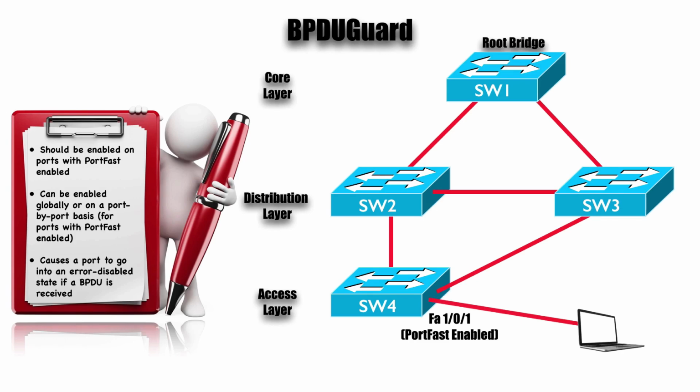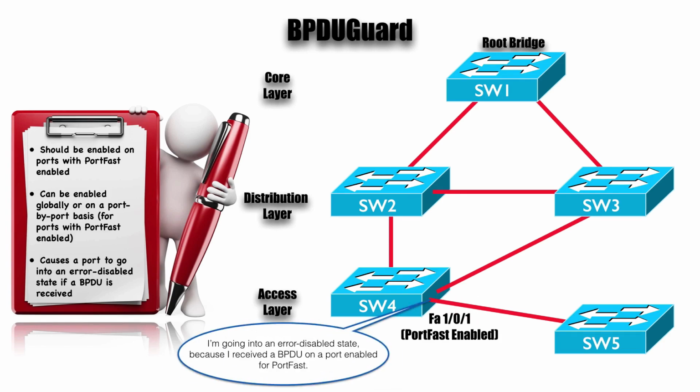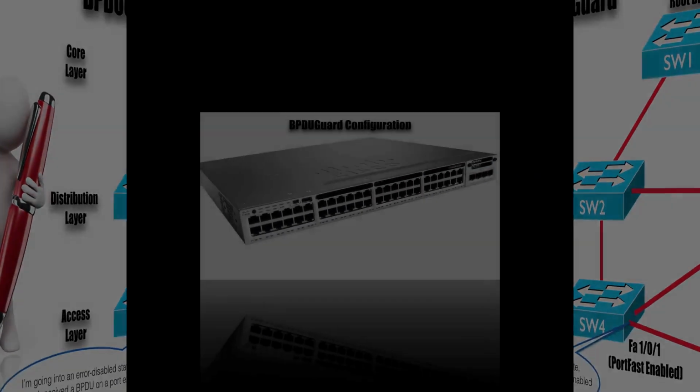For example, if I've got a PC plugged into switch SW4 and I've got port fast enabled on Fast Ethernet 1/0/1, everything is happy, but let's say that that laptop gets taken home and somebody comes along with a switch and thinks, yeah, I need to plug this switch in somewhere. And we plug it into this port that's enabled for port fast. And switch SW5, it will send a BPDU, and when that's seen by switch SW4, it says, oh, no, you don't. I'm going to go into an error disable state because I'm receiving a BPDU on a port that's enabled for port fast.